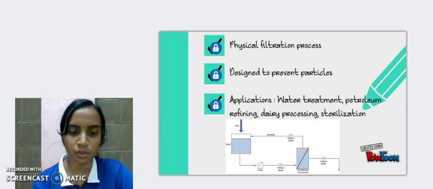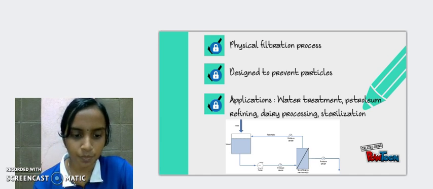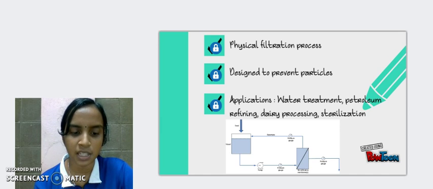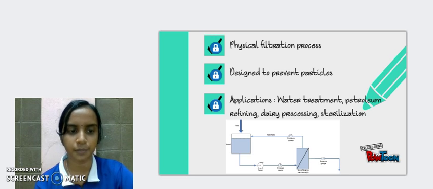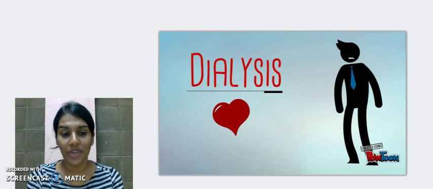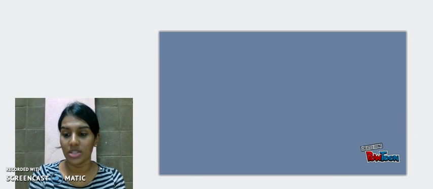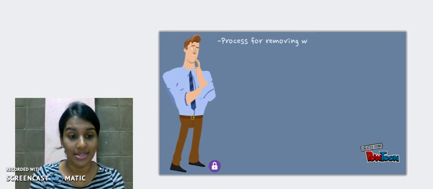Filters used in the microfiltration process, as shown in the overall setup below, are designed to prevent particles such as sediment, protozoa, or large bacteria from passing through a specially designed filter. The applications of microfiltration are waste treatment, petroleum refining, dairy processing, and also sterilization. One of the well-known applications which widely uses the technology of membrane separation is dialysis.